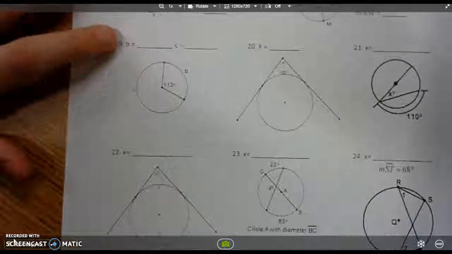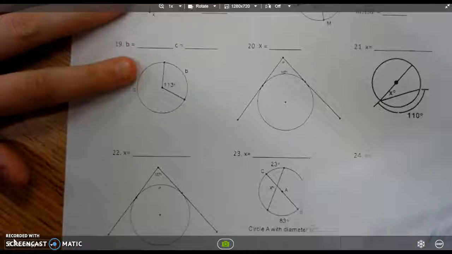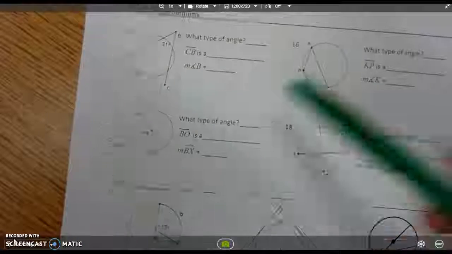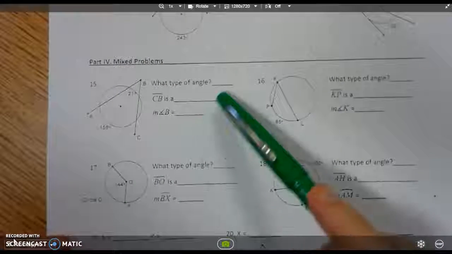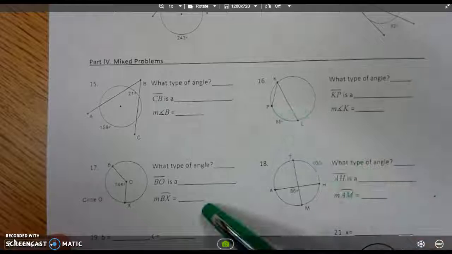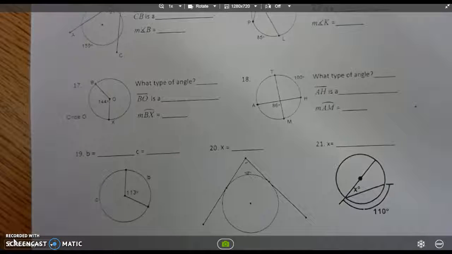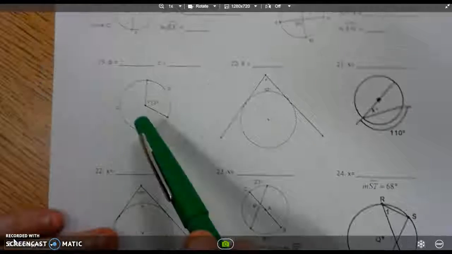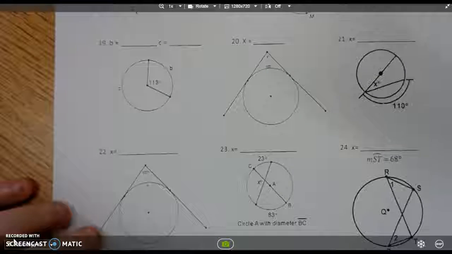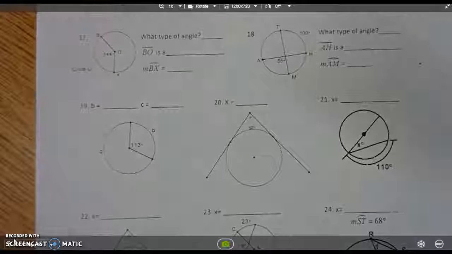After you get done through 14, there is a mixed practice, and it does ask you what type of angle you have as well, okay? So make sure you fill all these out because it's just helping you remember what's going on. And then down here you got a nice easy problem, 19. Yeah, so good luck.